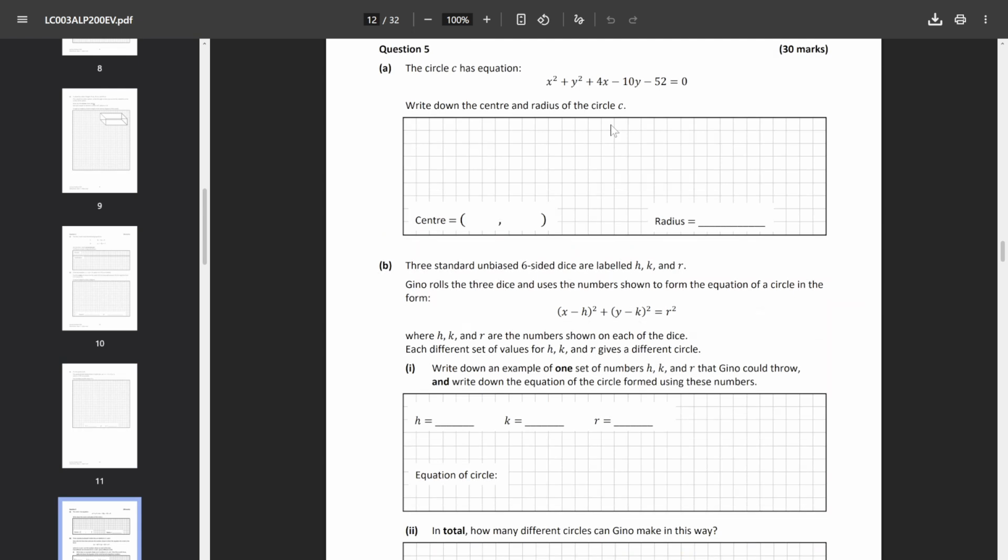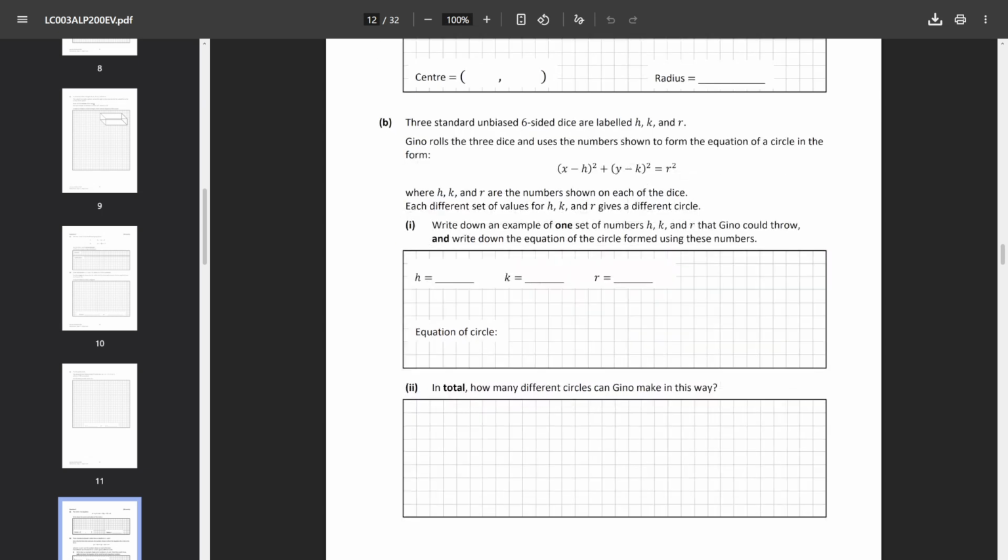Question 5, a circle, center and radius, really nice question. And then this somewhat awkward mix of probability with coordinate geometry of the circle, which, if I were picking two questions, would be unlikely to come up together, maybe apart from geometry and statistics or something.